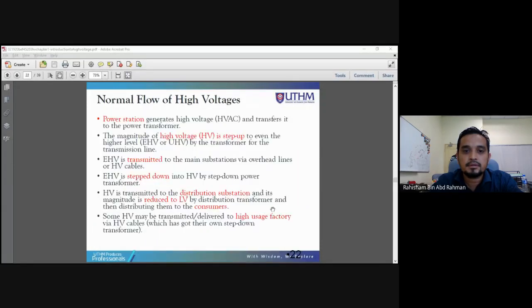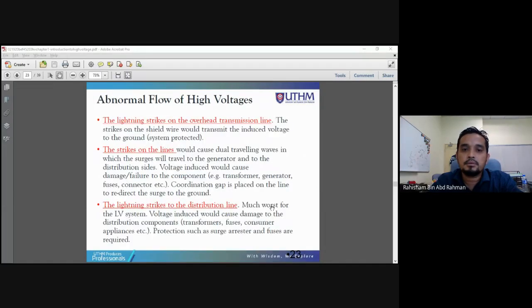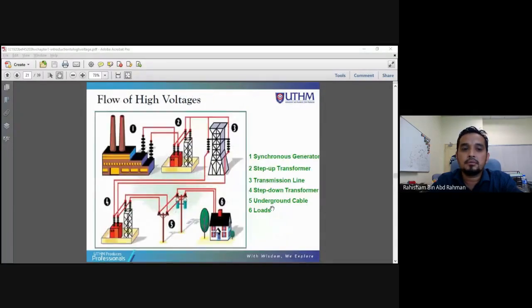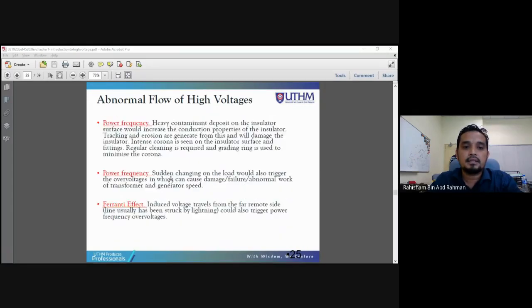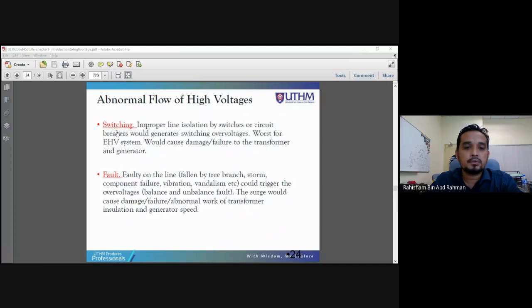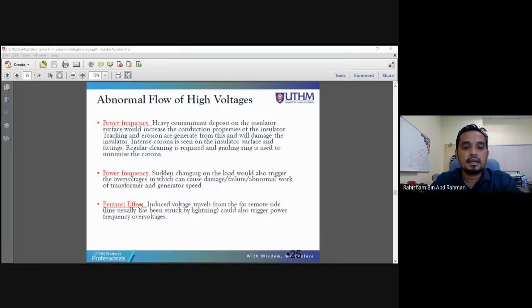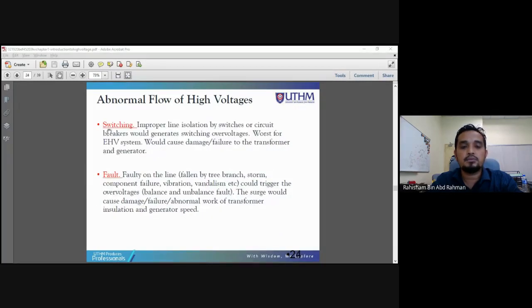Components of high voltage engineering, normal flow and abnormal flow. What is considered as normal flow? What is considered as abnormal flow? Abnormal flow occurs under faulty conditions, under lightning strike, under disturbance to the power frequency, the Ferranti effect, switching and faulty phenomena. So abnormal flow means distortion to the high voltage transmission line.